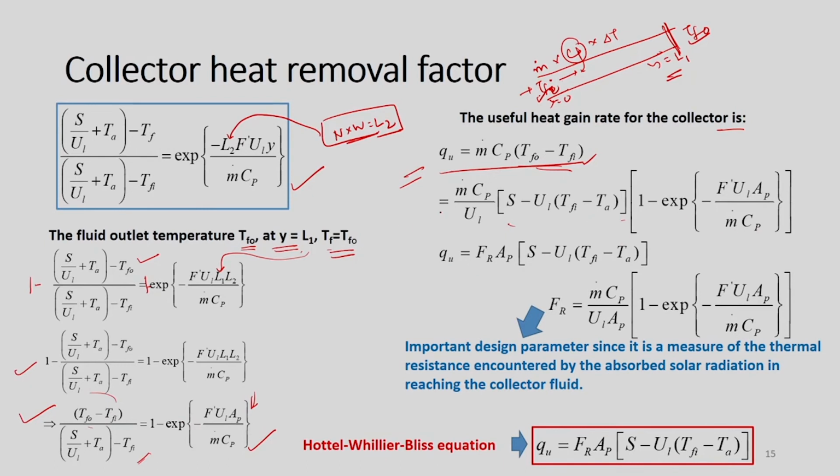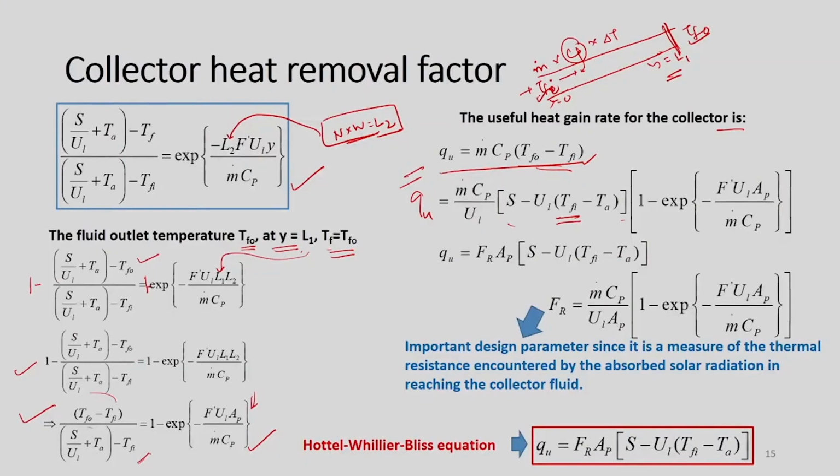So now what you can see here, this QU is in terms of TFI, okay. Only we need that inlet fluid temperature, okay. So once you know this inlet fluid temperature and other expression, then straight away you can calculate what is QU, which is much easier than calculating QU in terms of mean plate temperature TPM, okay. So this QU is equal to FR AP of something like this, okay. So what is FR now? FR can be expressed something like this, okay.